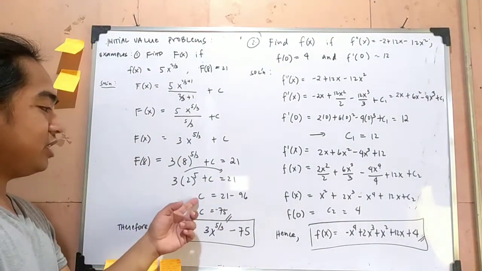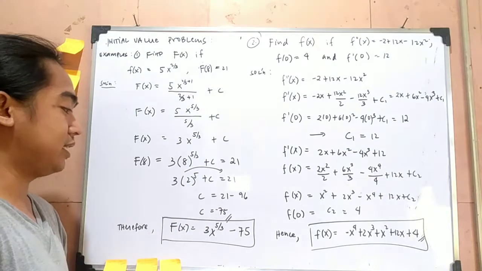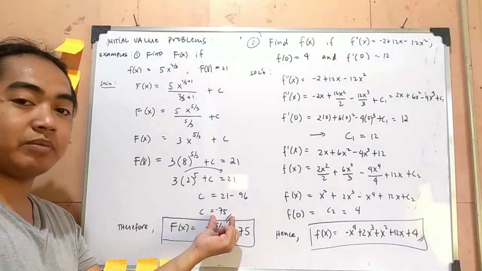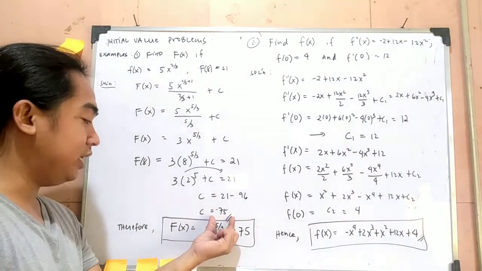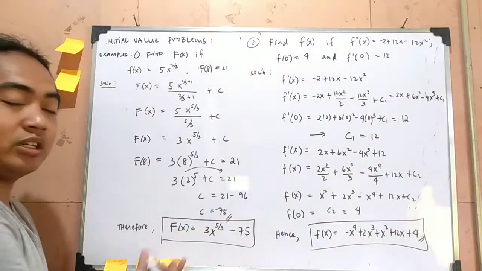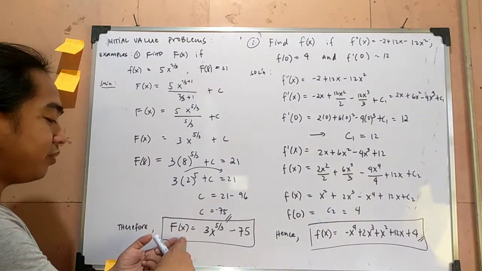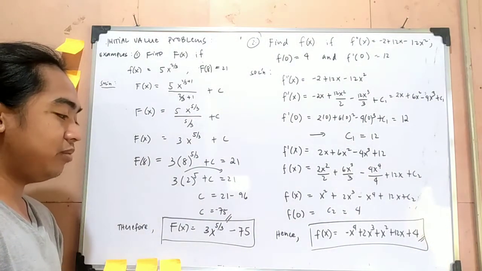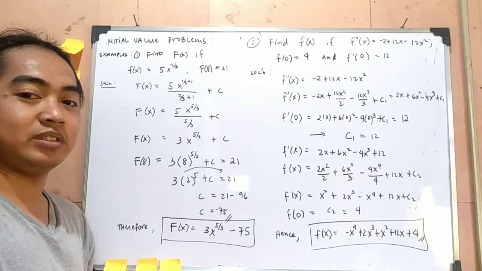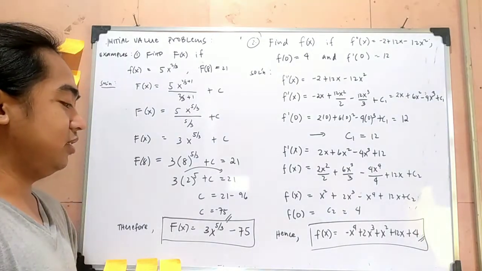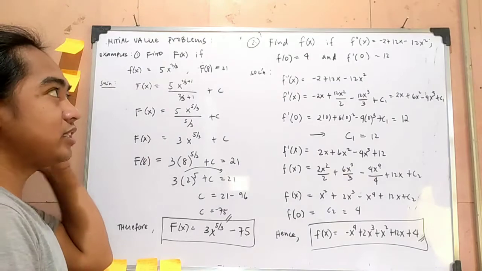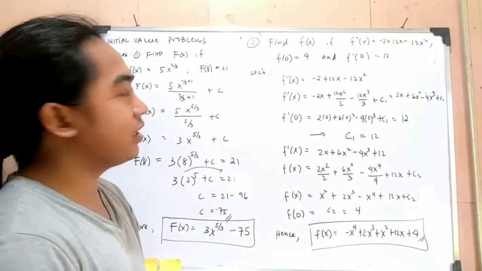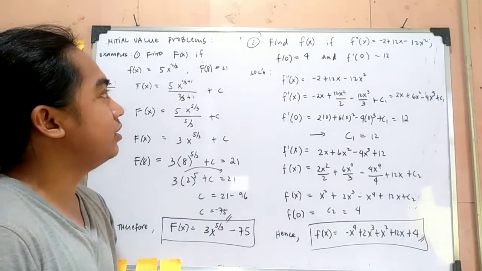Kaya nagkaroon ka ng c equals 21 minus 96. So, that c equals negative 75. And after mo makuha yung c, pasok mo na siya sa antiderivative. So, that yung capital F of x is 3x raised to 5/3 minus 75. Okay? Yan. Next is, paano kapag ka-double derivative yung given?